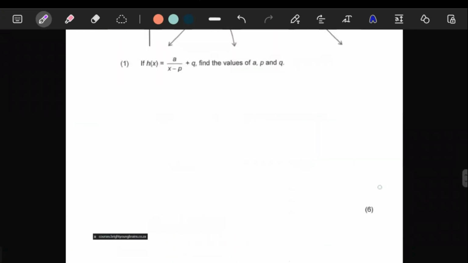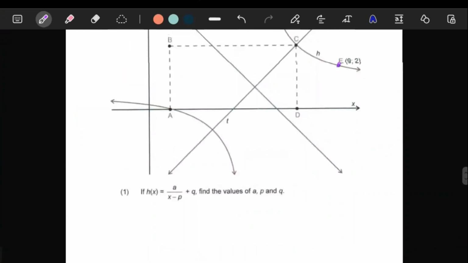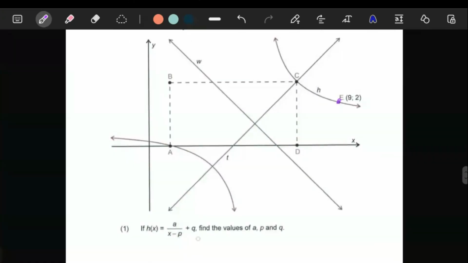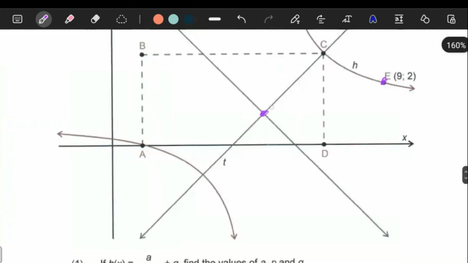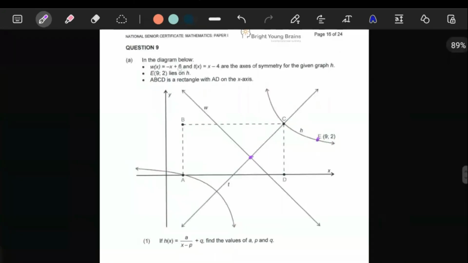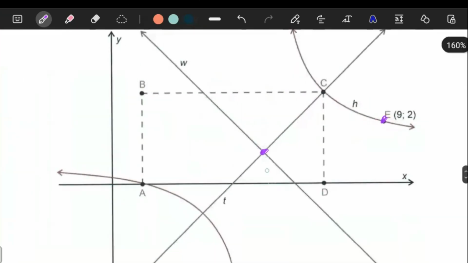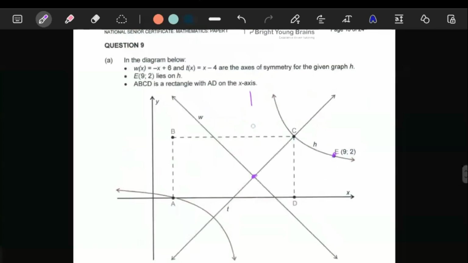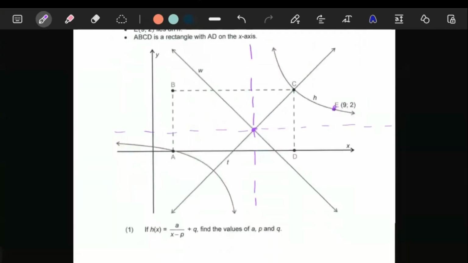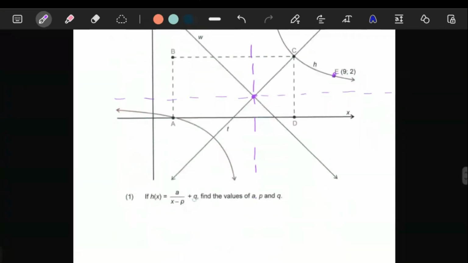Now for 6 marks, it's saying if the equation of H is given by this, find the values of A, P, and Q. So we have to get the equation of the hyperbola basically. The first thing to look at here is how they've told you that these are the axes of symmetry. The axes of symmetry meet at the point where your asymptotes meet. So you already know where your asymptotes are going to be if you find this point of intersection, which is going to give you P and Q immediately.